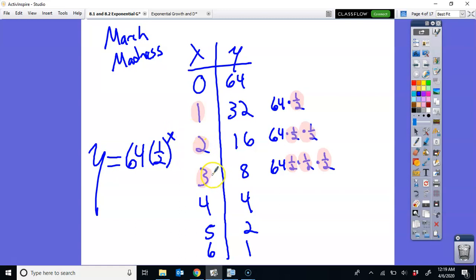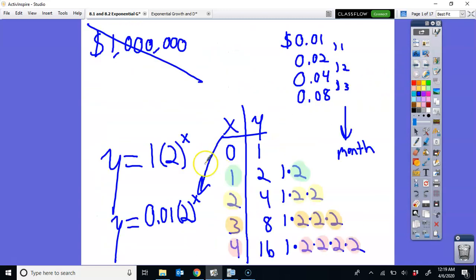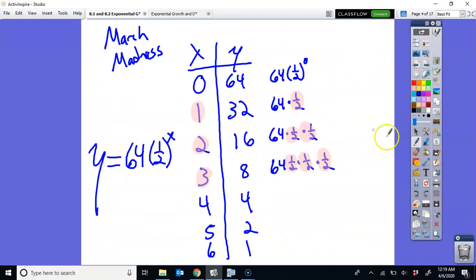Now there is something I didn't talk about on the last problem I want to point out here. Notice for 0, it would be 64 times 1/2 raised to the 0 power. Well, what is anything to the 0 power? It's just 1 times 64, which is 64. That's why the 0, the beginning amount, always gives you the number that's out in front if you plug in 0 for x. So the same thing applies here. So notice though, this one is decreasing or going down.